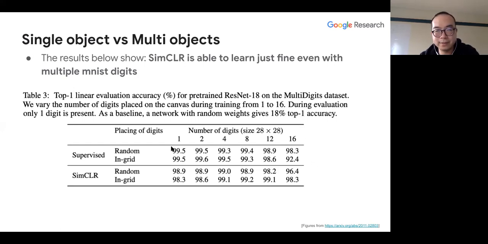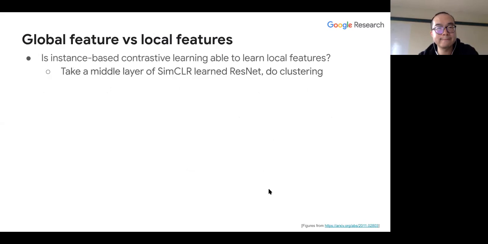And so these are all linear evals on a single digit at a time. So basically what we can see here is supervised learning does well, of course. And then if you have a lot of digits, actually supervised learning wouldn't do quite as well because there are, after all, just 10 classes. And SimCLR is able to learn quite well with a lot of digits, overlapping or not. So that's a good confirmation.